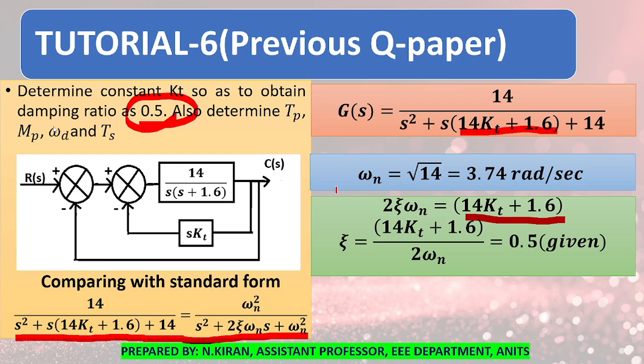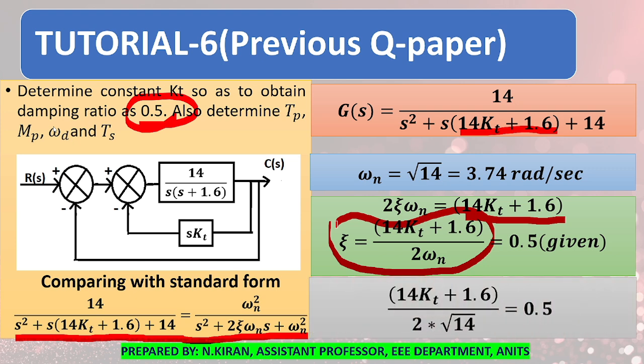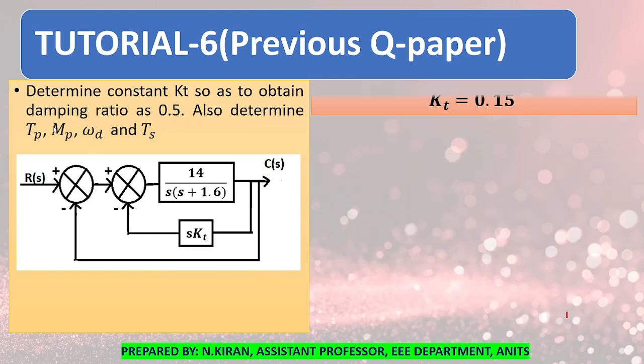So from this I obtain the expression for zeta, that is 14 kt plus 1.6 by 2 omega n. This value is equal to 0.5. Omega n value also I know, that is root 14. So upon substitution, that will lead me the value of kt as 0.15. So the first part we have found out the constant kt.